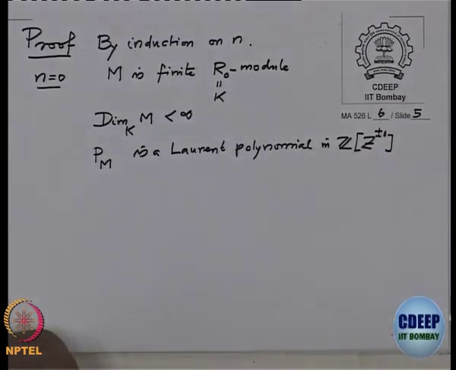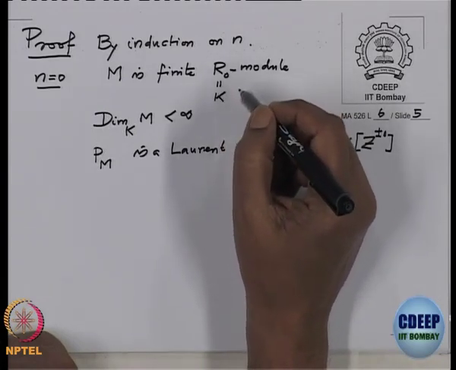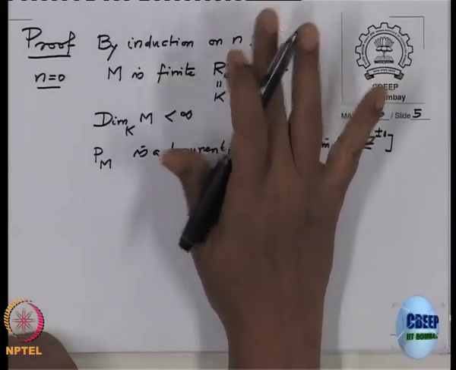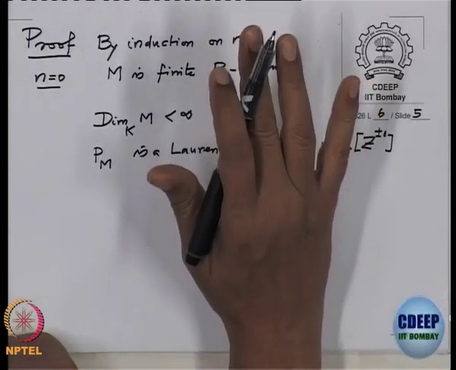Yes, R naught equal to k, but the next step I will do is R naught is actually a finite k algebra. Finite means right now I am assuming only R naught is k. That is because I am not really sure whether you know modules of finite length. Have you got exposure to modules of finite length? So that's why I am keeping it pending in general case. After this I will recall some basics about modules of finite length, and then we will come back to this.